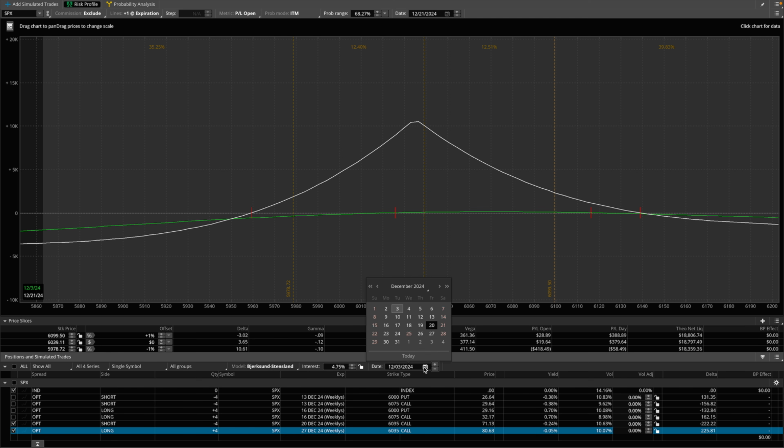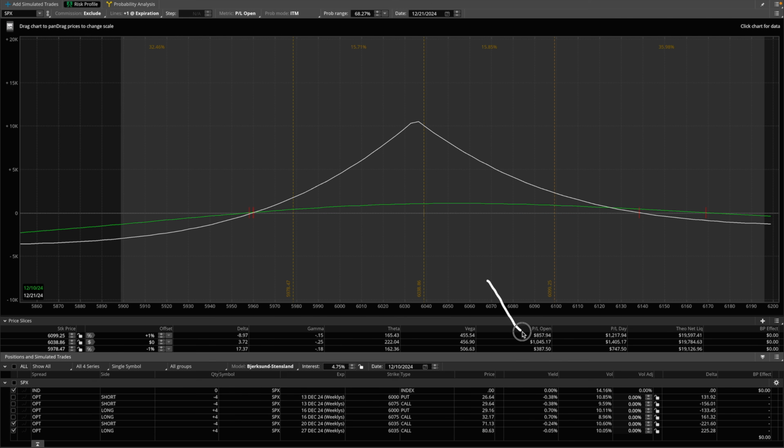Now, if time was to pass by, let's just say we jump forward 7 days from now to next week, December 10th right here, we can see that my theoretical risk profile will be up over $1,000 on 4 lots. If the market went up 1%, it's saying that theoretically I'll be up about $850. And if the market was to go down 1%, I'll be up theoretically $383.